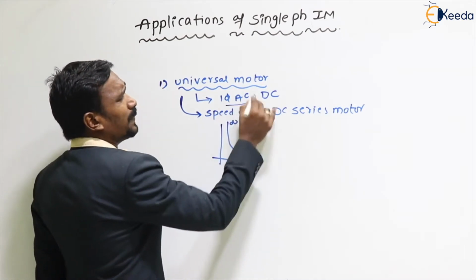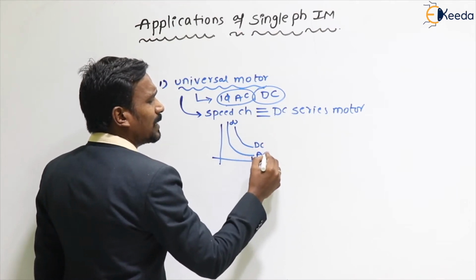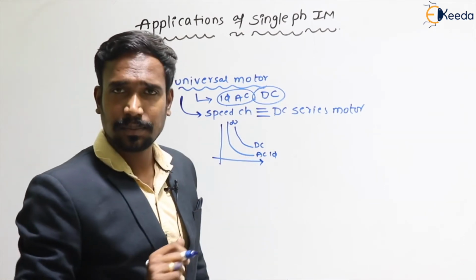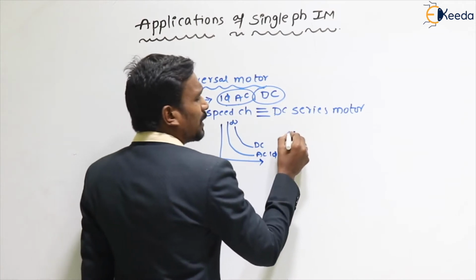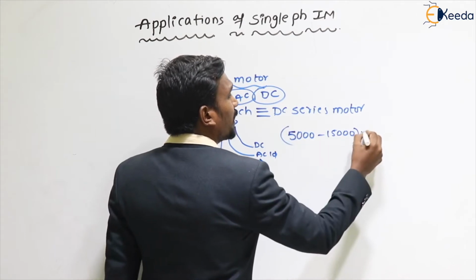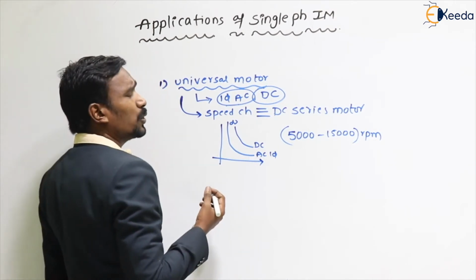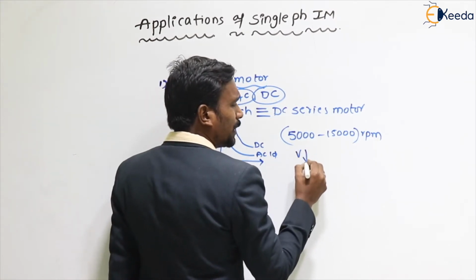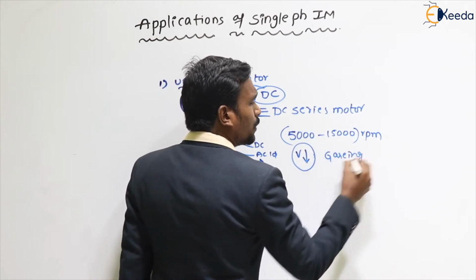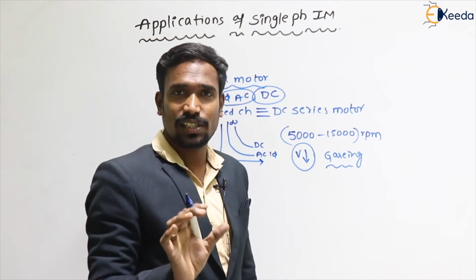It will work for single phase AC as well as DC, but for DC the speed is greater than single phase AC. Its speed range is around 5000 to 15,000 RPM. Generally this universal motor speed is controlled by reducing the voltage or by gearing system. We can control the speed by gearing system or by controlling the voltage.